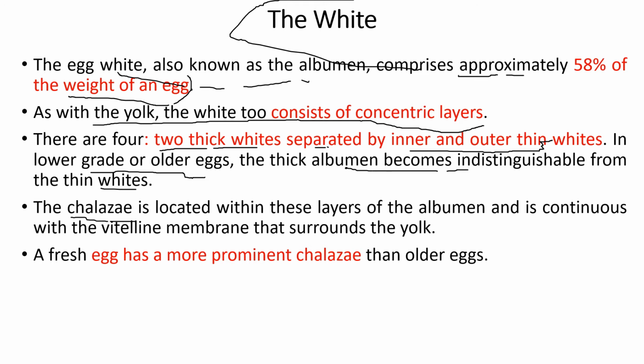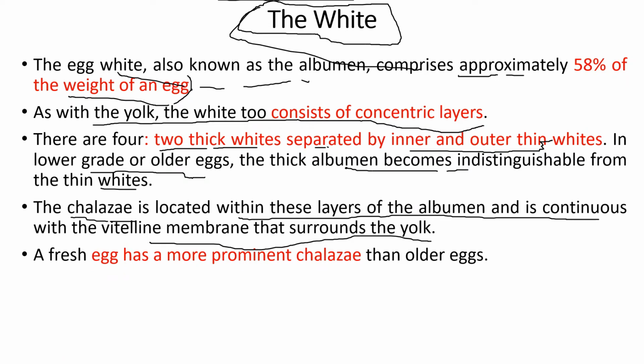Also, the chalazi is located within these layers of the albumin, and it is continuous with the vitelline membrane that surrounds the yolk. So the chalazi cord is present in the egg white, not in the yolk. So it is the part that is present in the egg white which connects with the vitelline membrane of the yolk. Also, a fresh egg has more prominent chalazi than older eggs.